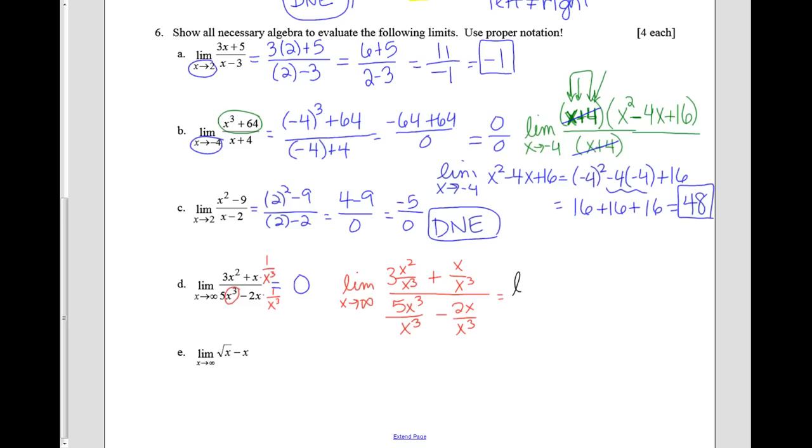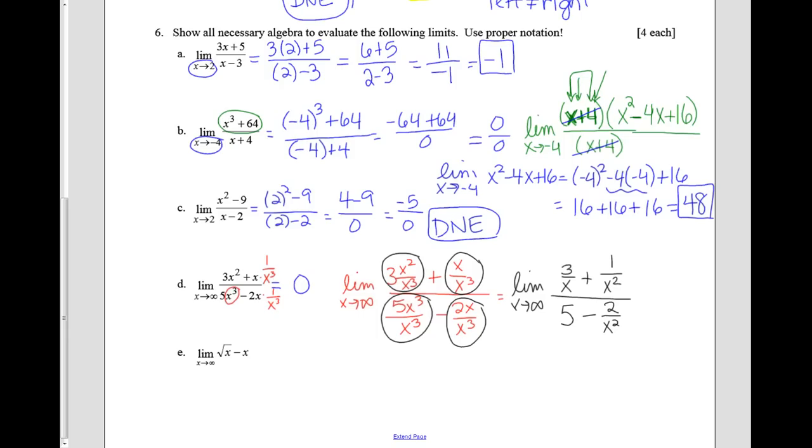It looks a lot more complicated right now, but I can reduce each of these little fractions. And 3x squared over x cubed is going to reduce to 3 over x. X over x cubed is going to reduce to 1 over x squared. 5x cubed over x cubed will reduce to 5. And 2x over x cubed will reduce to minus 2 over x squared.